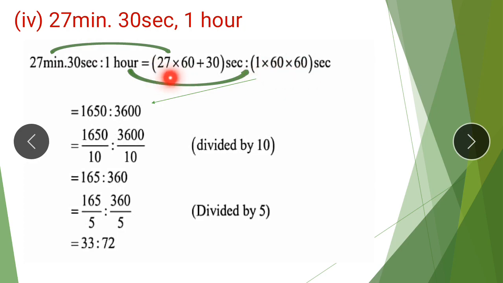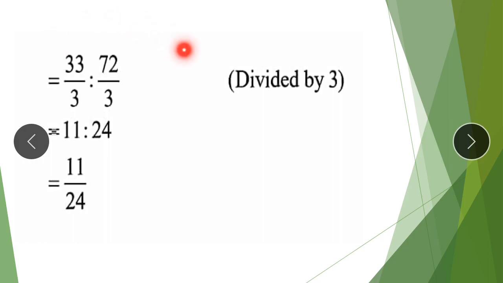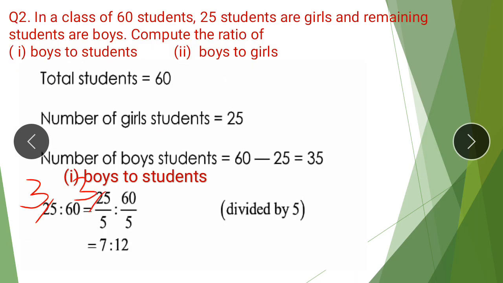So when we multiply 27 with 60, you can use a calculator here, we will get 1650, and we will multiply 60 with 60, so we'll get 3600. Both of them are divisible by 10, so we'll go with division here, and as a result we'll get 165:360. These values are divisible by 3, so 3 11s are 33, and 3 2s are 6, and 3 4s are 12. So 11:24 is the simplest form of these quantities.